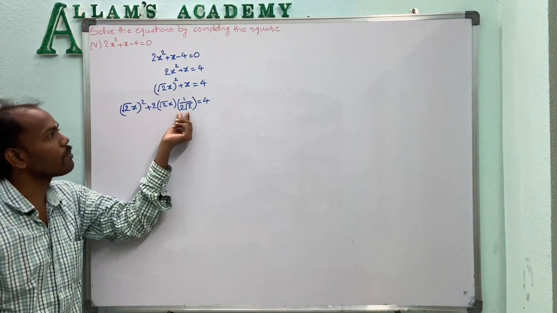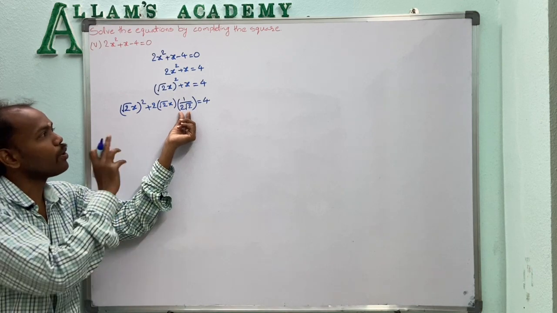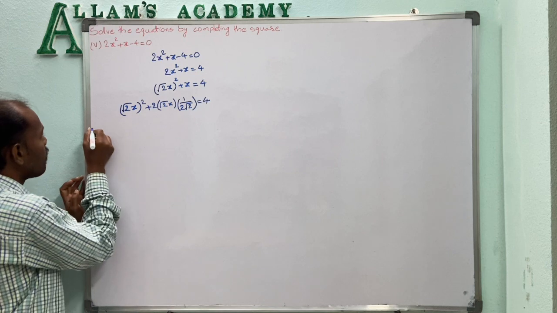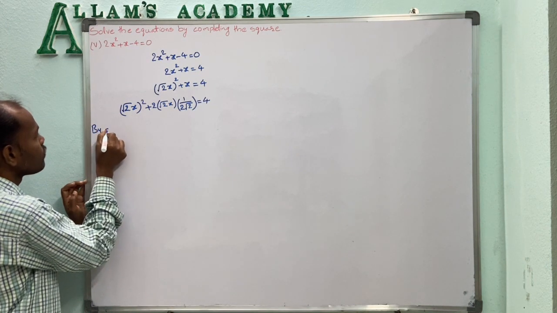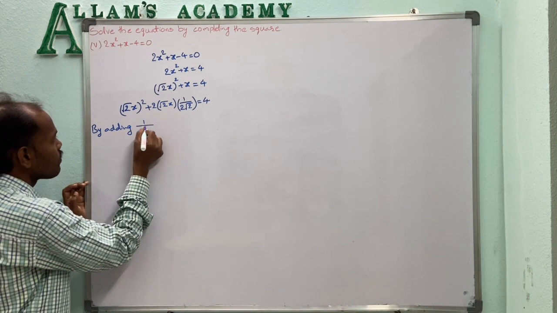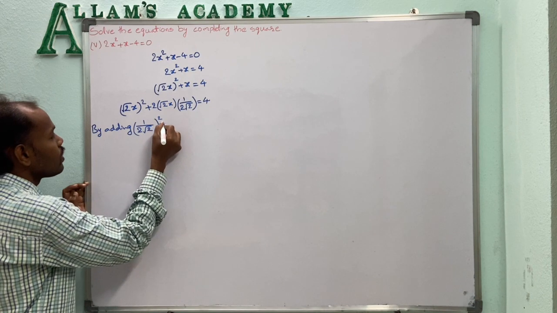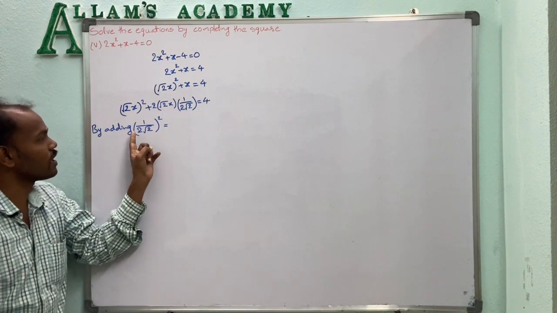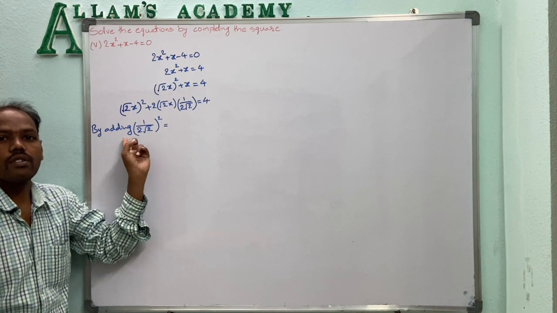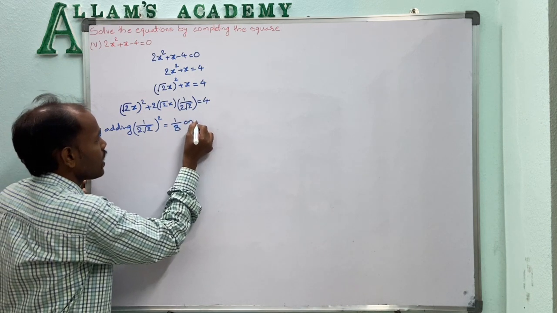Now here b term is 1 by 2 root 2. So now we add both sides b square term, that means 1 by 2 root 2 whole square. So by adding b square, that means 1 by 2 root 2 whole square. So 1 by 2 root 2 whole square means here 2 square equal to 4, root 2 whole square equal to 2. So 4 into 2 is 8, that means we add 1 by 8 on both sides.